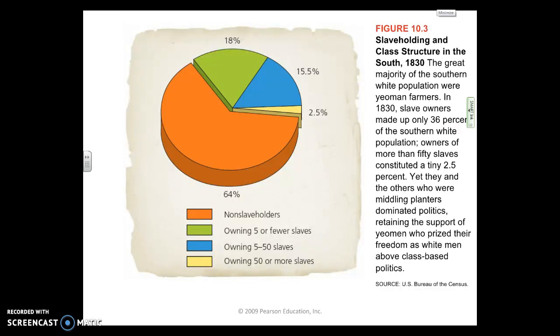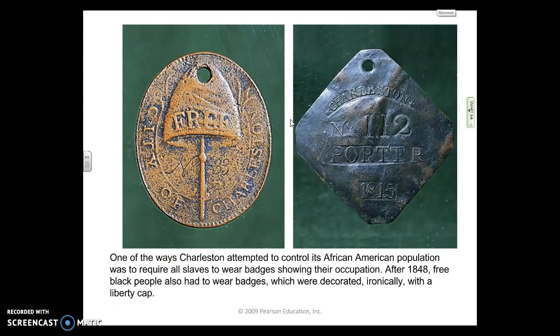Now looking at how people held slaves, it's kind of a misnomer that everyone in the South owned slaves. Because honestly, about 2/3 of Southerners owned absolutely no slaves whatsoever. And then looking at the breakdown here, it's only a very small number of Southerners who owned more than 50 slaves, like Andrew Jackson. So you see 18% owned about 5 or fewer. These are very, very small yeoman farmers. You have the 15.5% owning 5 to 50, your small plantation owners, and your huge plantation owners. Very, very few people were that.